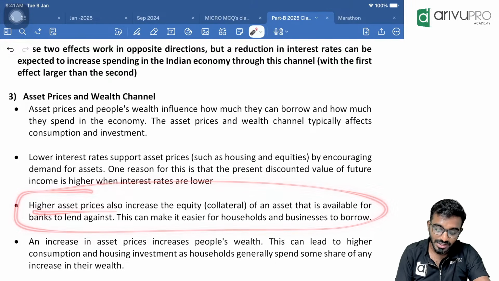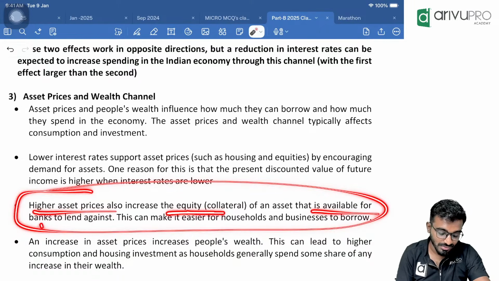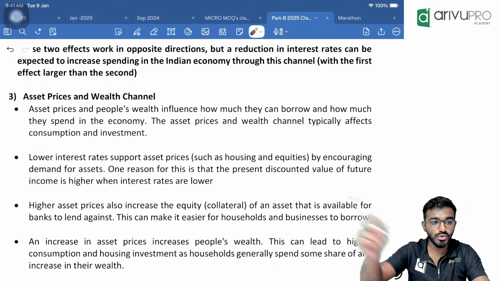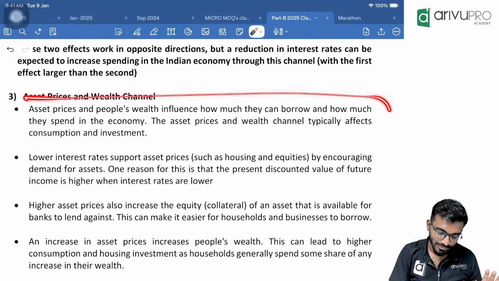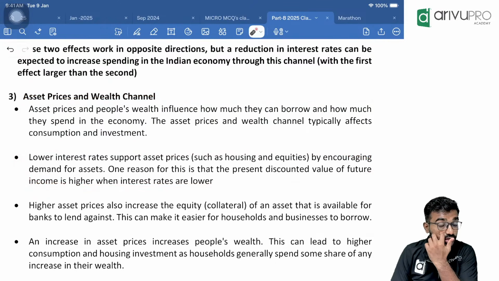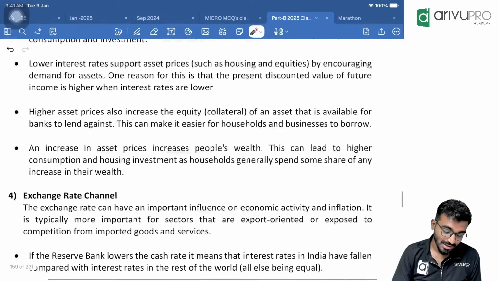See, higher asset price increases their equity to borrow money from the bank as a collateral. Same way, when lower interest rate is there in the bank and asset prices are higher, people will come, borrow loan and buy the asset. That is what our parents will do now. Dream home, let me say they want to construct, they want to buy some piece of land, all of this.